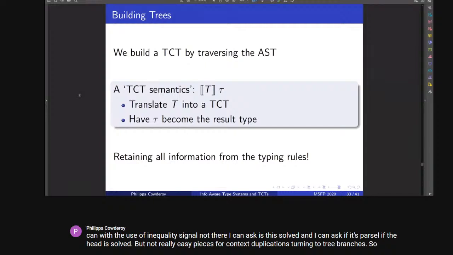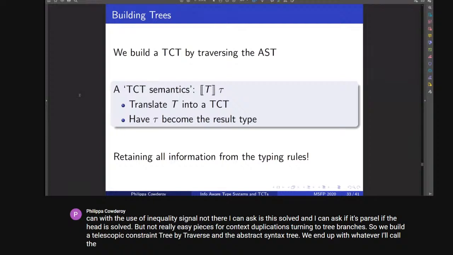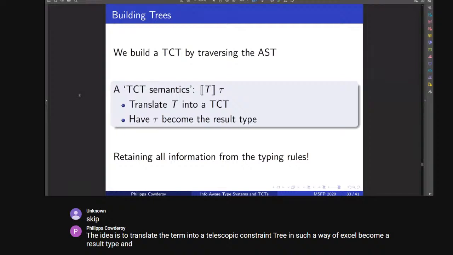So we build a telescopic constraint tree by traversing the abstract syntax tree. We end up with what I'll call a TCT semantics, which, we've got our brackets around the term, but there's also a type parameter. The idea is to translate the term into a telescopic constraint tree in such a way that tau will become the result type, and to do this retaining all the information that is in the typing rules. And if we can do that, we're golden.